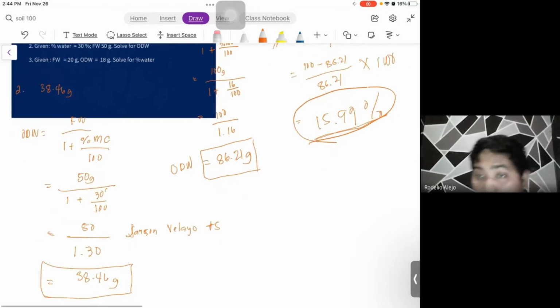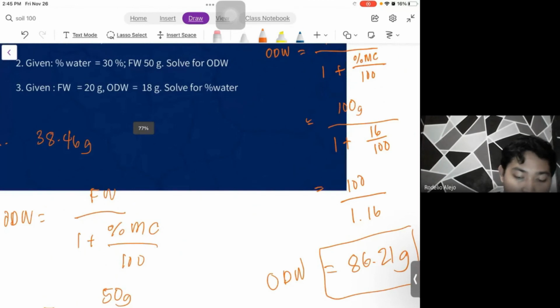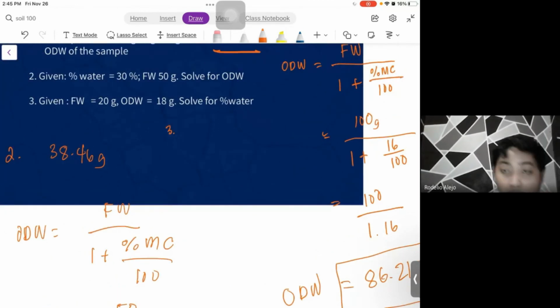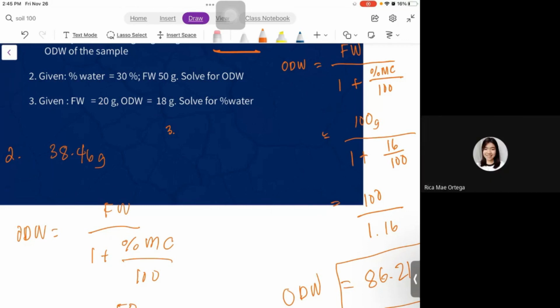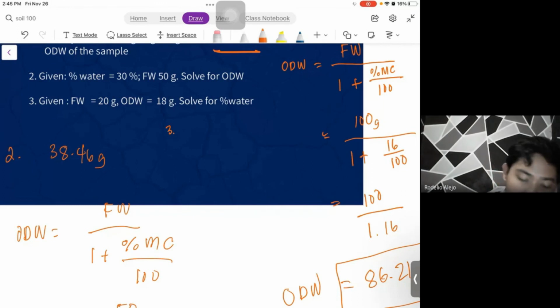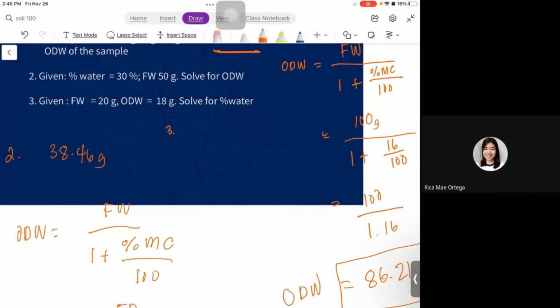Okay? Number 3. I think we have here Ricamay Ortega. Okay, Ricamay, can you also discuss your answer? Eleven point 11% po sagot ko. Okay, sige. How did you compute it? Sinunod ko lang po yung formula niya na percent MC equals FW minus ODW over FW times 100 po. Kaya, 20 minus 18 over 18, times 100 equals 11.11 po. Tama po ba?